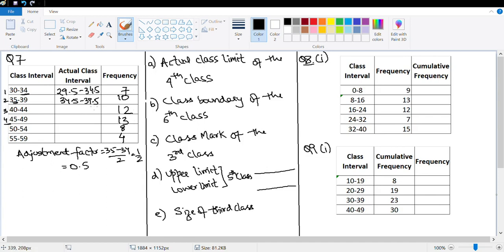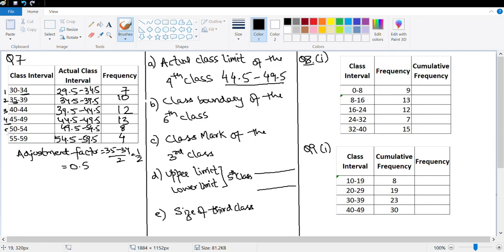I should have written it. Anyway, I subtract 0.5, so 39.5 to 44.5, 44.5 to 49.5, 49.5 to 54.5 and 54.5 to 59.5. Done. So actual class limits of the fourth class are 44.5 to 49.5. Okay. The next one, class boundary of the sixth class.